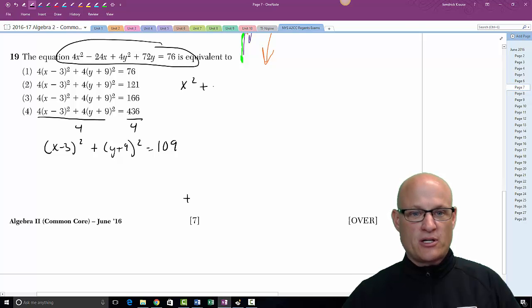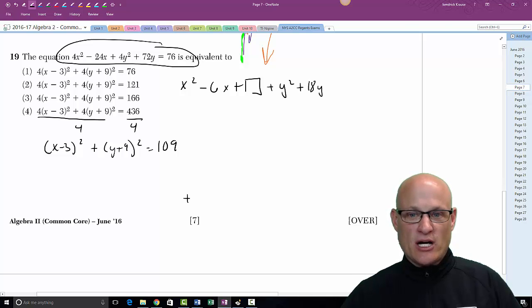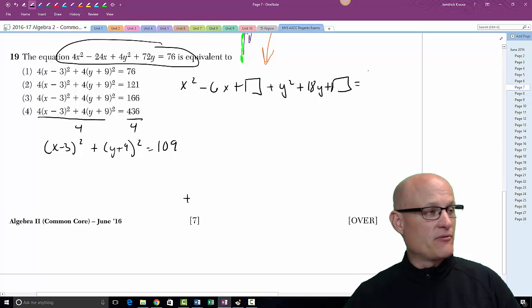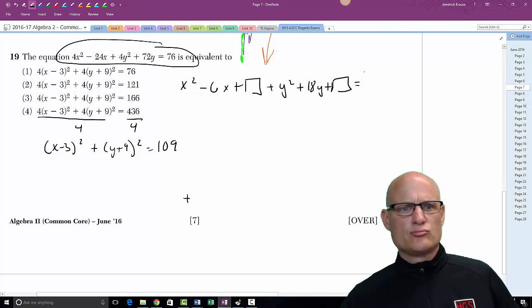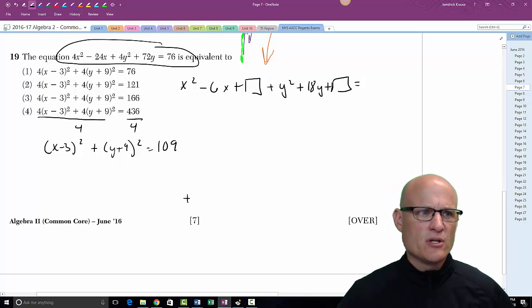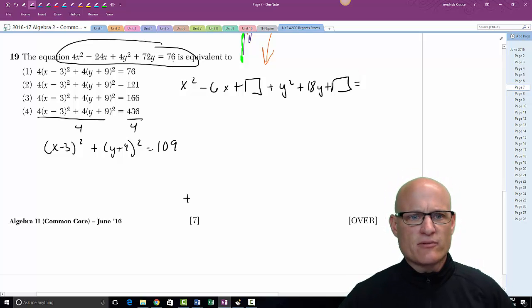with x squared minus 6x, not 24. Shoot, I keep doing that. Minus 6x, remember I'm dividing everything by 4, plus y squared plus 18y equals, let's see, 76 divided by 4. Oh, I did 72 divided by 4. Oh, 76 divided by 4.